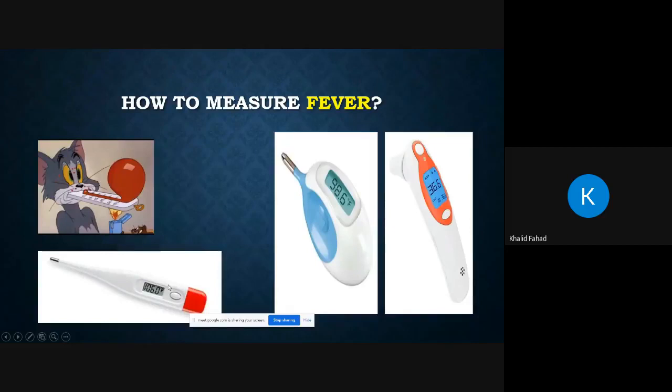Still clear for the types of thermometer till now? Yes doctor, it's clear. So, the peripheral methods of monitoring temperature are not as accurate as the central methods.